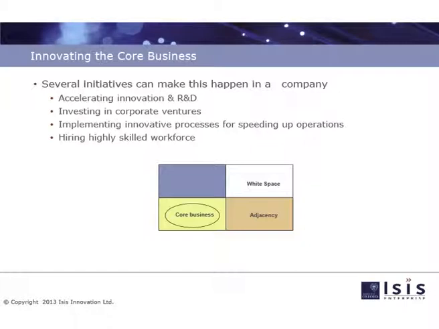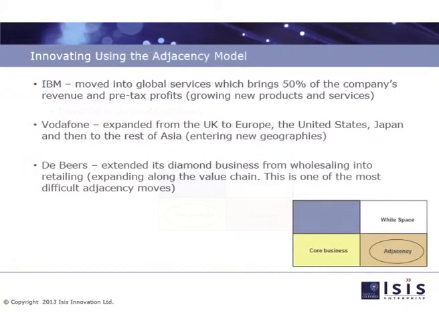However, more innovative companies are moving into that, which is the adjacency, right? And here are some examples. If you take IBM, they moved into global services, which brings about 50% of the company's revenue and pre-tax profits, right? So that involved growing new products and services. That's the adjacency they formed.